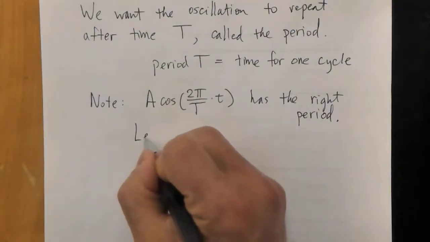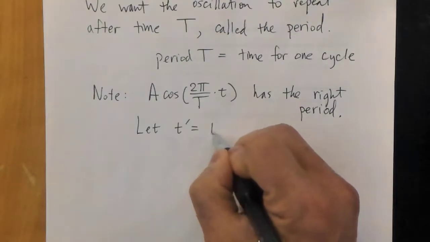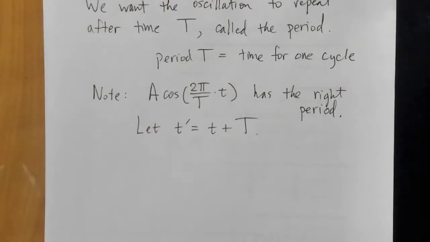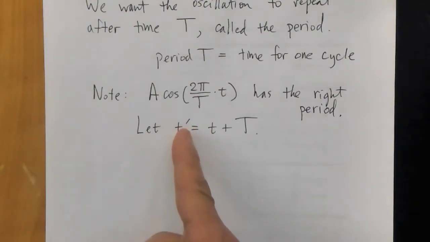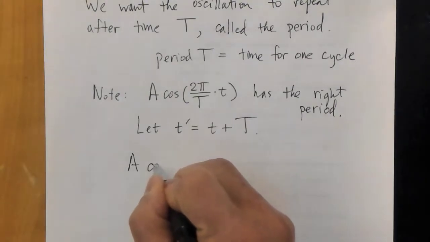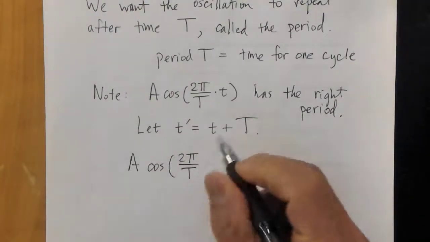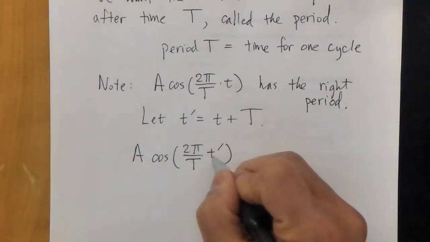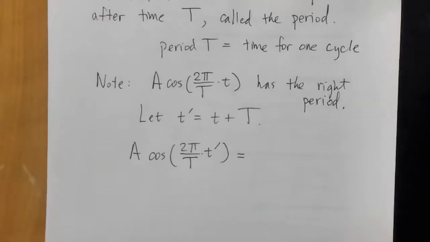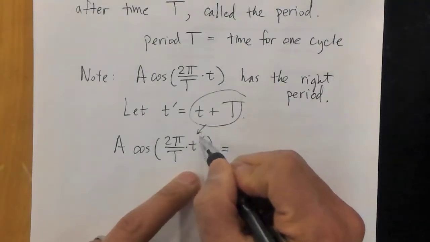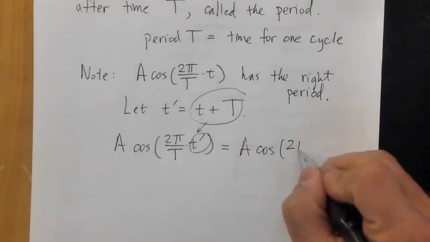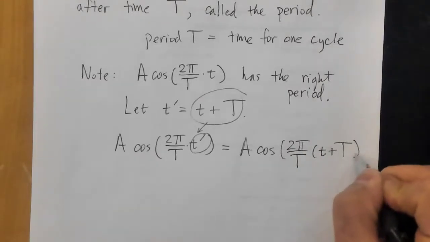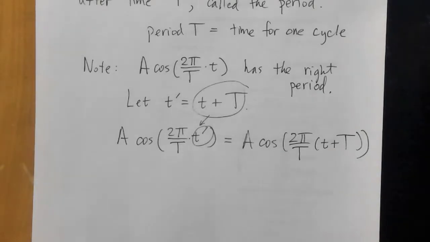All right, so let t prime be equal to t plus the period. Okay? What I'm going to do is evaluate this function not for t, but for t prime. So let's evaluate A times cosine of 2 pi over capital T times t prime. And I'm going to plug in t prime is small t plus capital T and just see what happens, okay? We have A cosine 2 pi over capital T, t plus capital T, like that. All right, is everybody still with me? I just wrote t prime, replaced it with t plus the period.